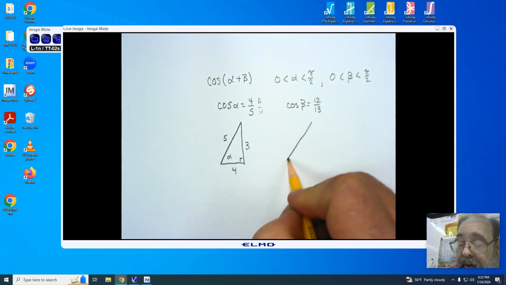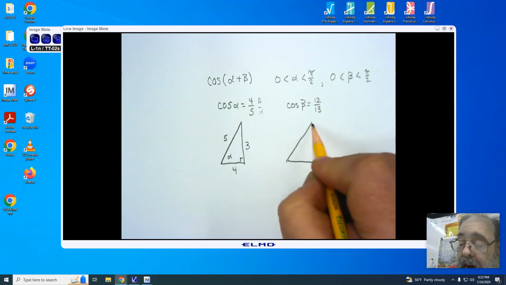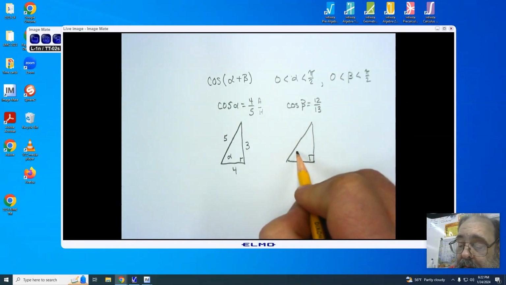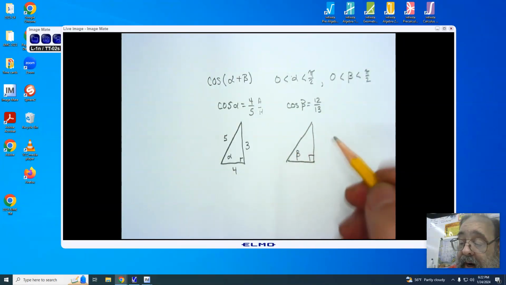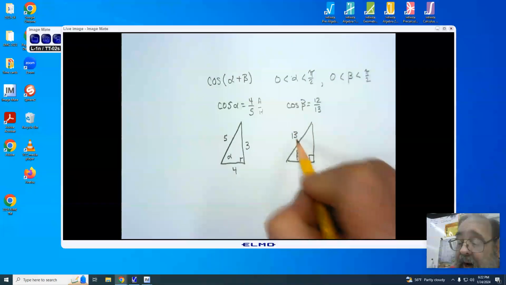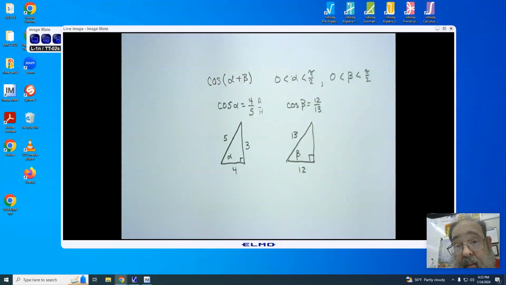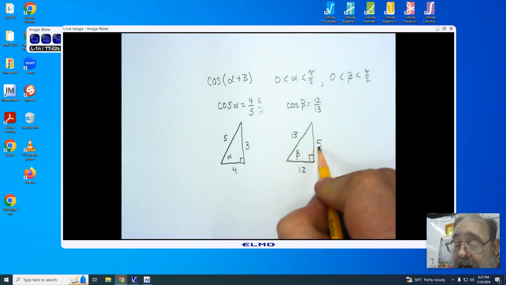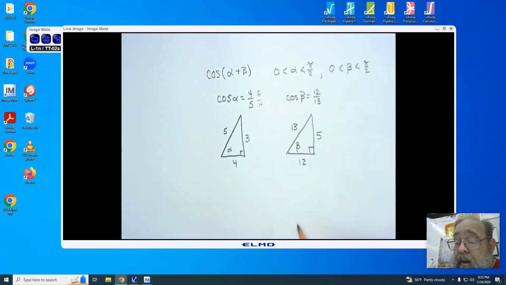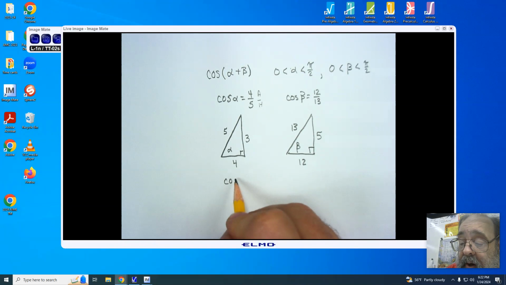I'm going to set up another triangle. I'm going to put my beta. I know that I have 13 as my hypotenuse and 12 as my adjacent side, and using the Pythagorean theorem, I'm going to get a 5. We're now going to try to find the cosine of alpha plus beta.